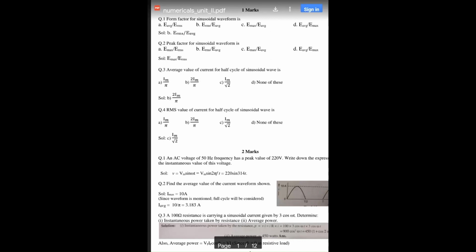First of all, it may be asked what is the form factor of the sinusoidal waveform, and if the options are given, you should be in position to identify this. For example, the form factor of the sinusoidal waveform is E RMS upon E average, and it is the B option. Similarly, the peak factor for the sinusoidal waveform is E max upon E RMS.